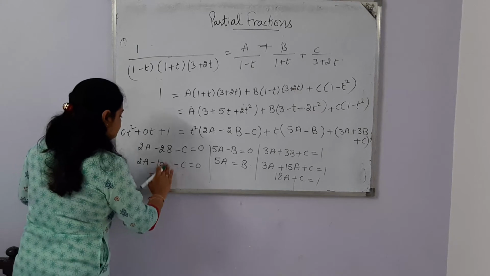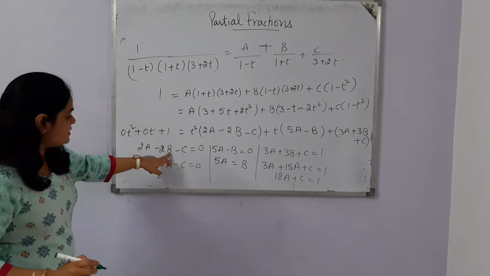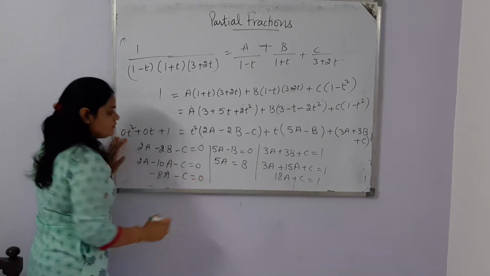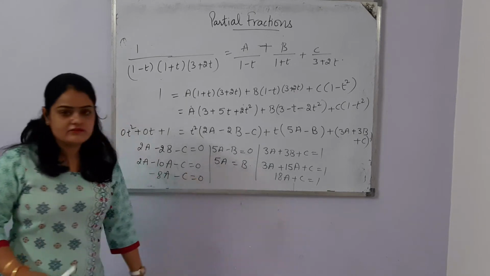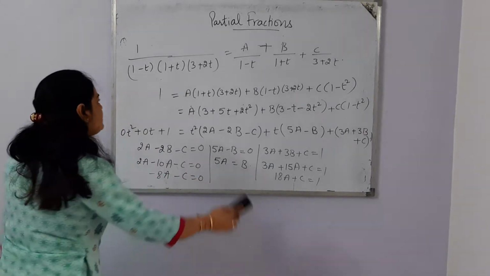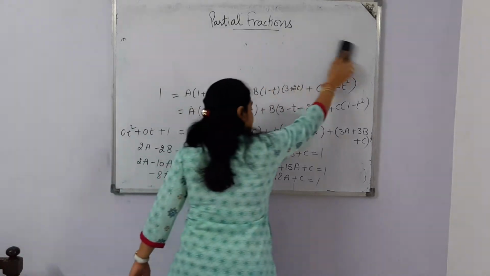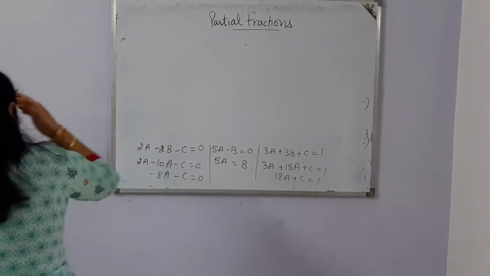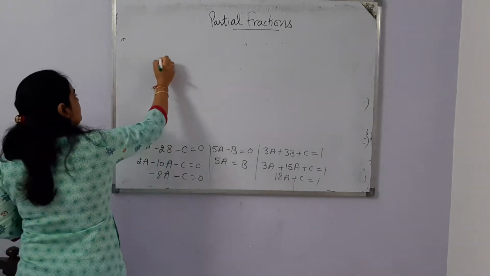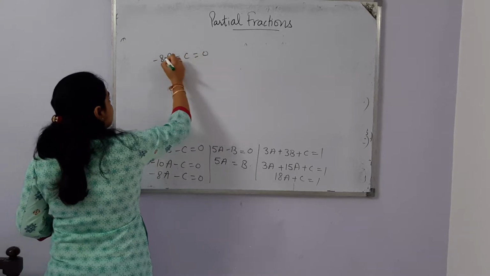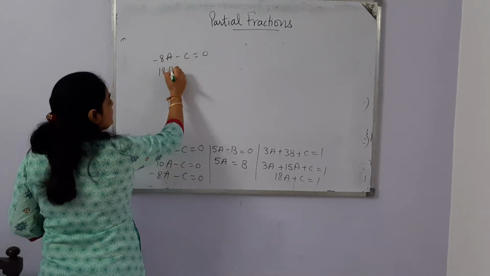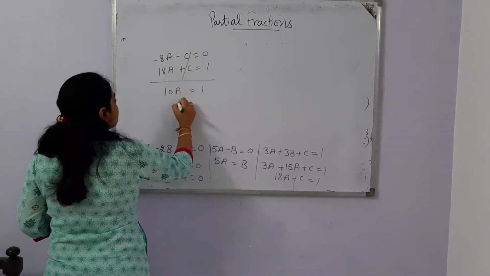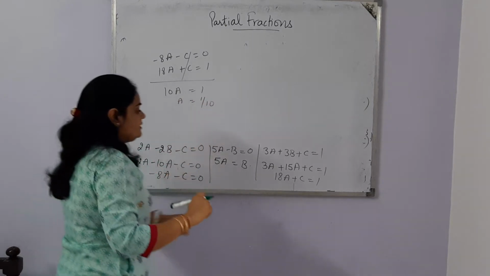Here we have minus 8a, because we are substituting the value of b, which is 5a, and 5 2s are 10. So it is minus 8a minus c equals 0. Now we have two equations with a and c. We can solve them and find a and c. Minus 8a minus c equals 0, and 18a plus c equals 1. Adding, it is 10a equals 1. A is equal to 1 by 10.